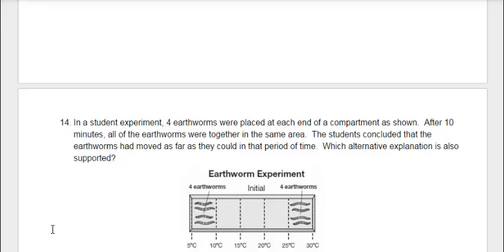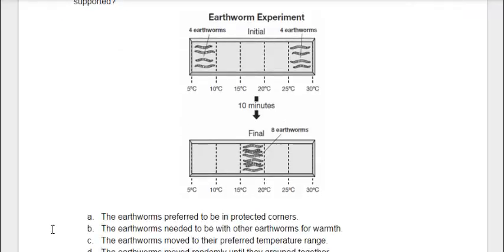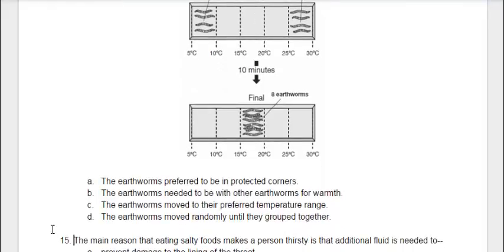So we have our earthworm experiment in which at the beginning, the initial, we have 4 on each side, temperatures listed at the bottom. After 10 minutes, the earthworms end up in the middle, and the temperatures are at the bottom. So what are the alternative things? A, the earthworm preferred to be in protected corners. B, earthworms needed to be with other earthworms for warmth. C, earthworms moved to their preferred temperature range. D, earthworms move randomly until they are grouped together.